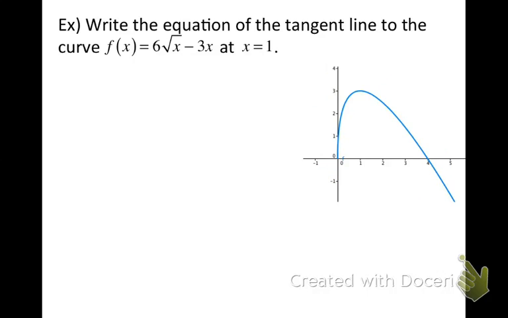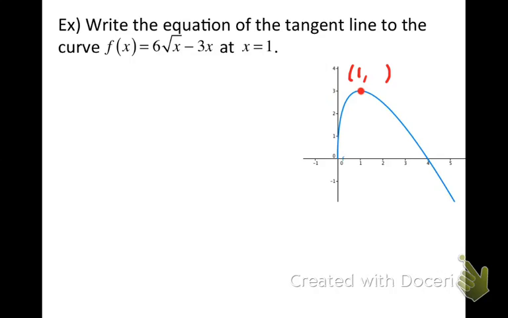But this time it doesn't tell us what the exact point of tangency is. All it says is that we're finding the equation of the tangent line at x equals 1. And so the added step with this one is we're going to have to find out what are the coordinates of the point of tangency. Now, if we're looking at when x is equal to 1, we're looking at this point on the graph right there. And so its coordinates are going to be 1 comma something.